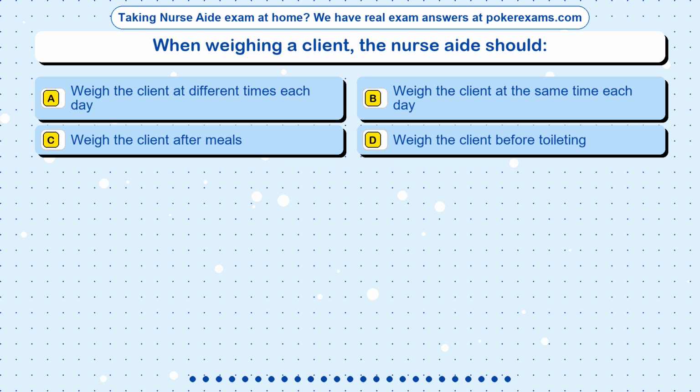Question 7. When weighing a client, the nurse aide should: Option A, weigh the client at different times each day. Option B, weigh the client at the same time each day. Option C, weigh the client after meals. Option D, weigh the client before toileting.